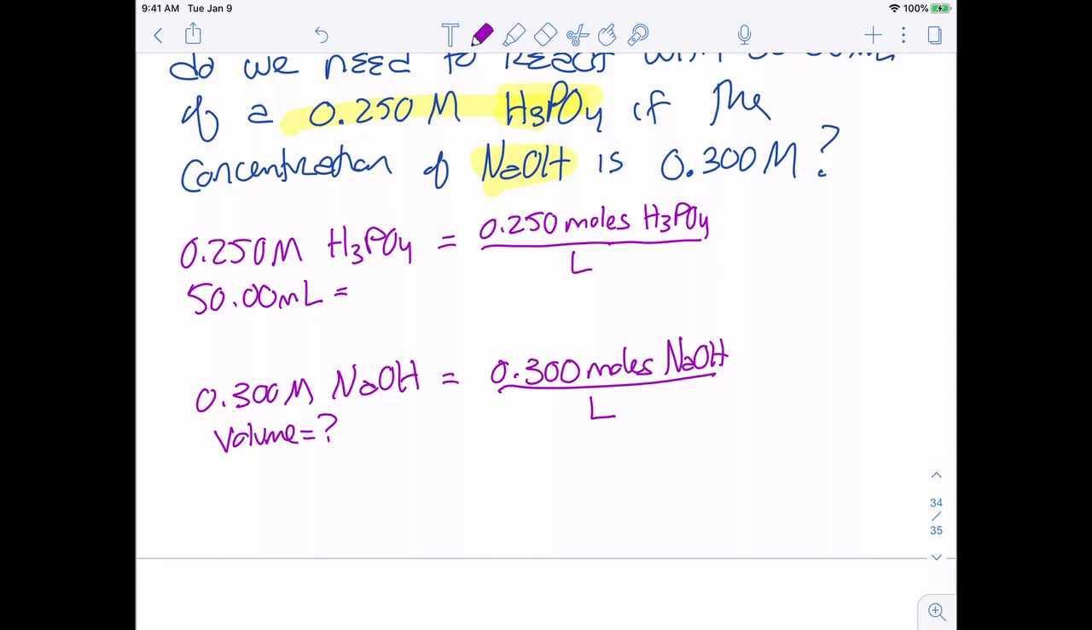I do need to convert this to liters. Molarity is moles per liter, not moles per milliliter, so I do need my volume in liters. Again, remember there's 10 to the third or 1,000 milliliters in a liter. I'm just going to move my decimal place over 3. So I'm going to get 0.05000 liters. And again, if you don't see that, then do the dimensional analysis. 50 milliliters, and there's 10 to the third milliliters in 1 liter. Those are going to cancel. So 50 divided by 1,000, if you plug that into your calculator, you're going to get 0.05. And then just add those extra zeros for sig figs.